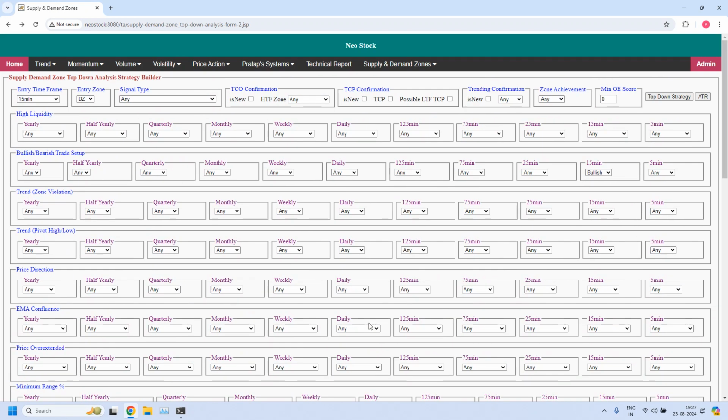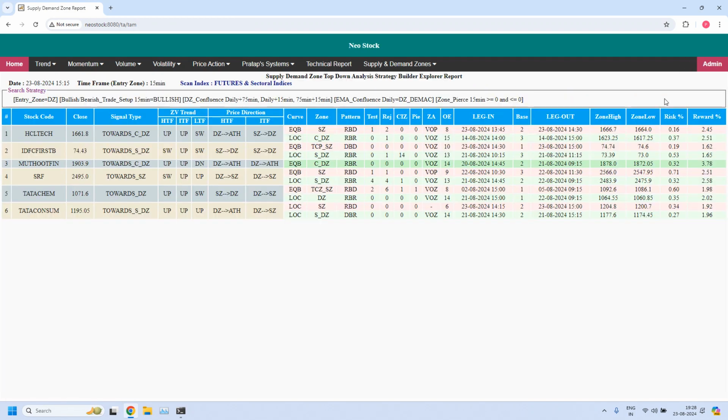Okay, EMA confluence I am adding, and the daily time frame. The daily time frame is the HTF zone. The HTF zone, that is the daily zone, is having daily EMA confluence. Demand zone with daily EMA confluence is enabled, but the trend should be the HTF trend, that is, the daily trend should be uptrend. That we will check in the final result.